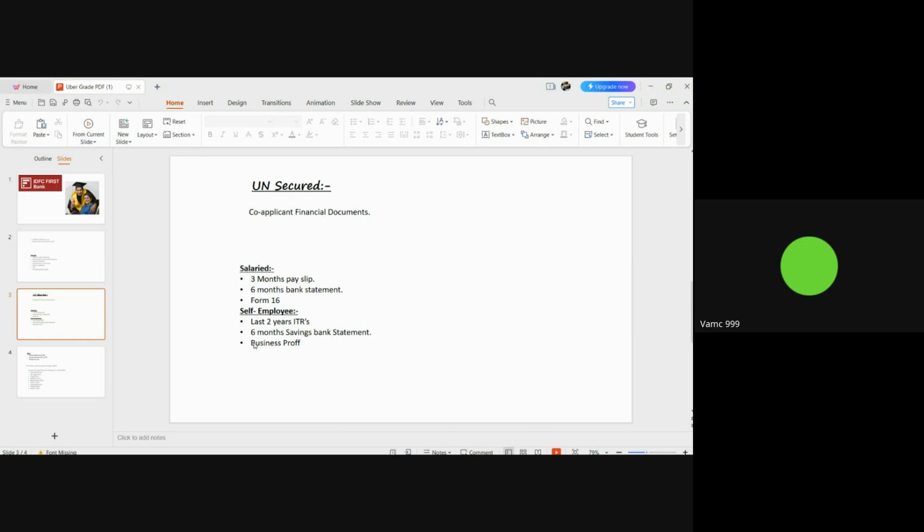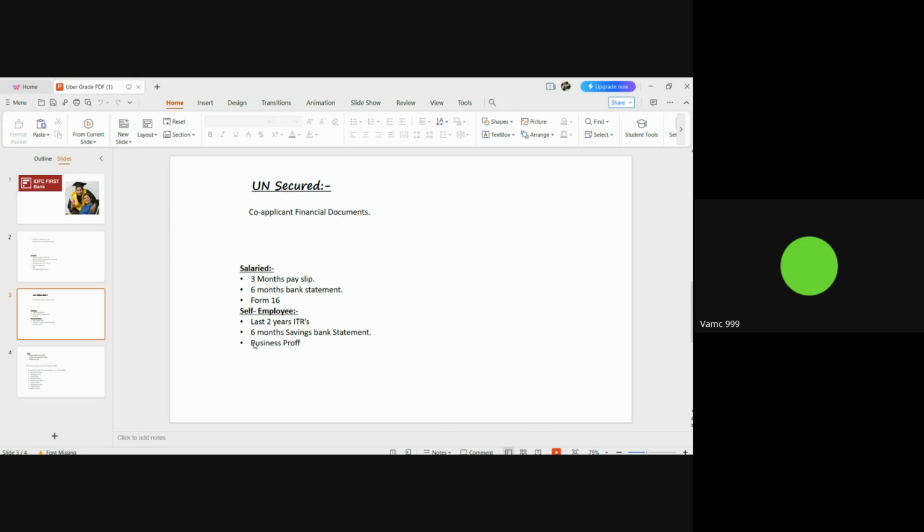We are there to help the student 100%. The student has to get the loan, fly overseas, and earn more money. He has to return it to us. He has to pay EMIs. So that is our intention. These were the documents which we need from the student and from the co-applicant.